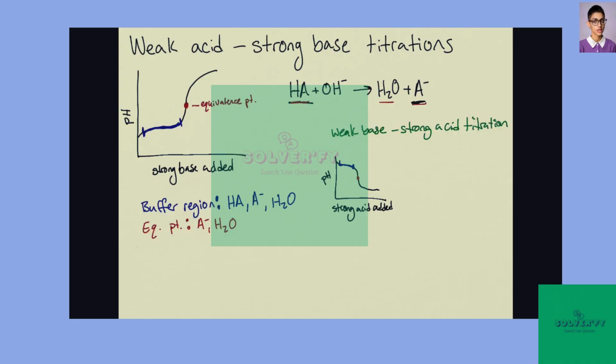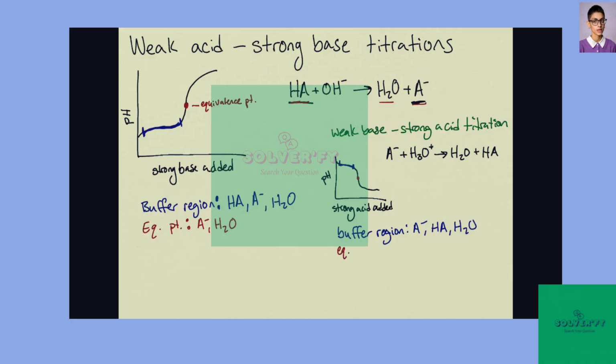The equation will look something like weak base plus strong acid forms water and weak acid. At the buffer region, we'll have the weak base that we started with, A minus, and the conjugate acid and water that is formed when adding the strong acid.